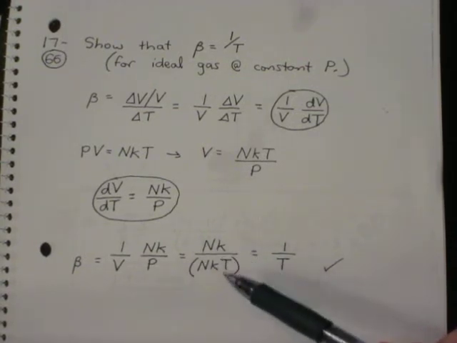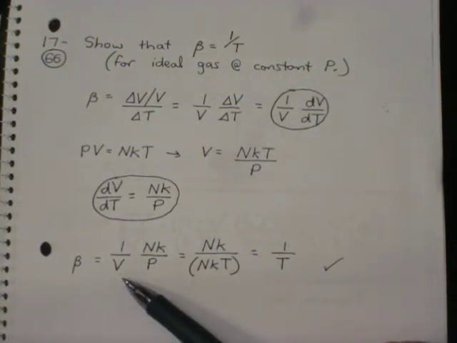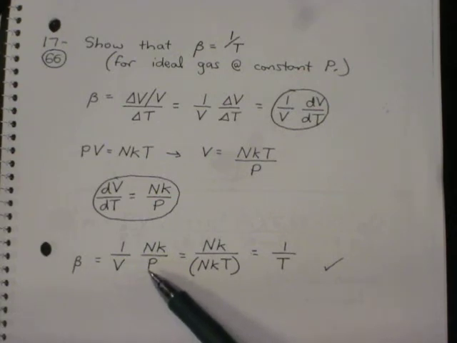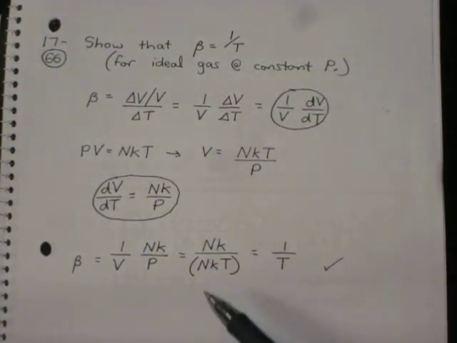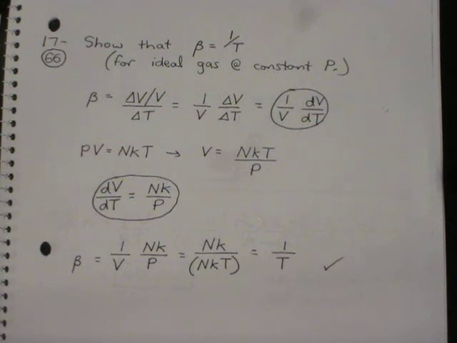So we have Nk over, and notice in the denominators, PV, the ideal gas law is PV equals NkT. So I'm going to substitute for this PV, NkT. The n's divide out, the k's divide out, and there you have 1 over T. So just a little bit of algebra fun to end chapter 17 homework.